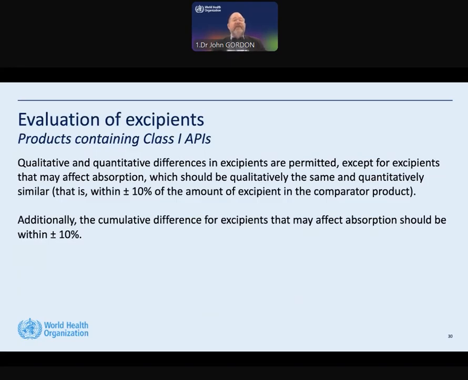So with respect to products that contain class 1 APIs, so highly soluble, highly permeable APIs, the guideline says that qualitative and quantitative differences in excipients are permitted between the proposed product and the comparator product, except for those excipients that may affect absorption, the critical excipients, which should be qualitatively the same and quantitatively similar, that is, within 10% of the amount of the excipient in the comparator product. Also, of course, if you happen to have more than one critical excipient, the cumulative difference for excipients in those products that may affect absorption should be within 10%.